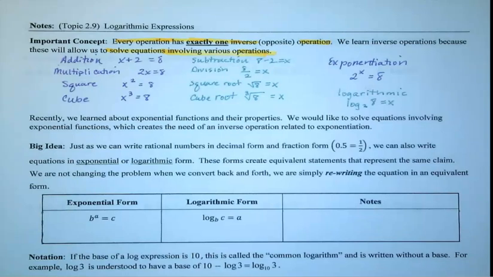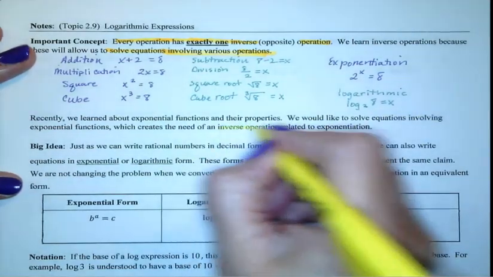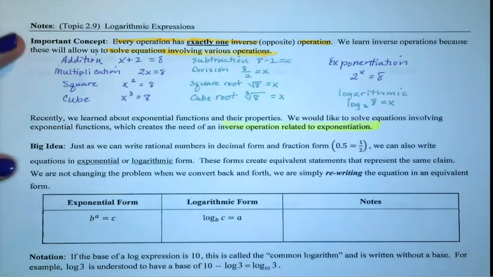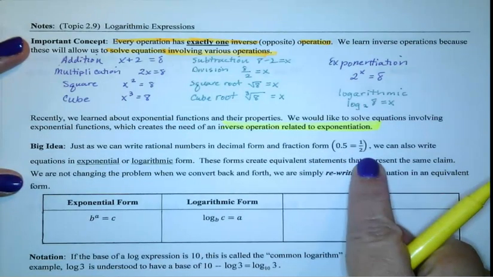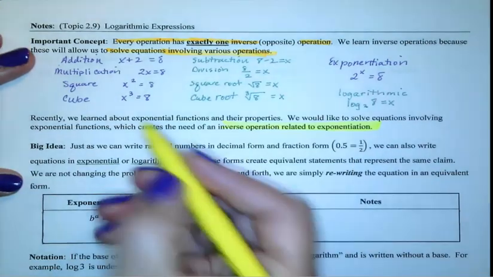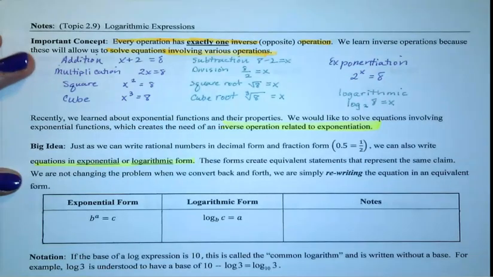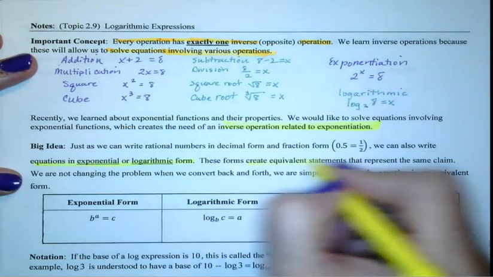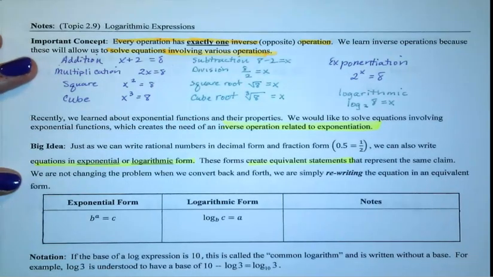So recently we learned about exponential functions and their properties. And we would like to solve equations involving exponential functions, which creates, as we've talked about, the need for inverse operations and the inverse operation related to exponentiation. So that's the verbiage that we want to make sure we know. The big idea is, just as we can write rational numbers in decimal form and fraction form, for instance, 0.5 can be 1/2, we can also write equations in exponential or logarithmic form. And the forms create equivalent statements that represent the same thing.